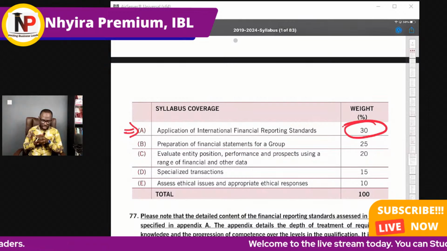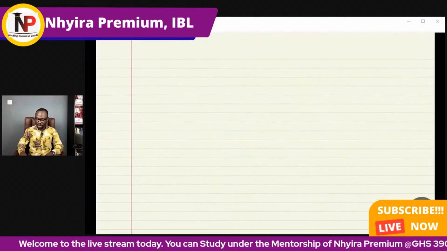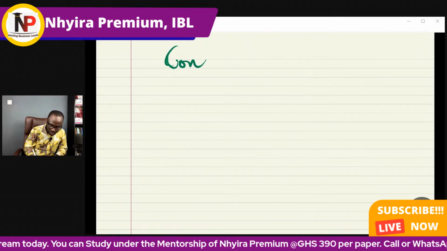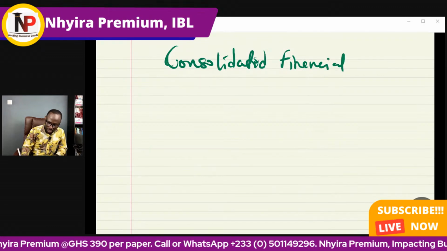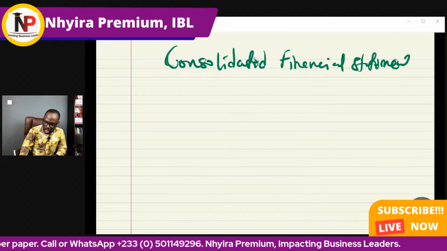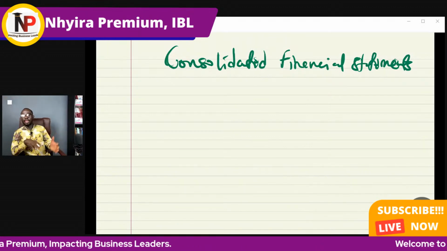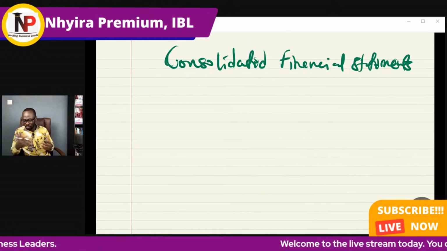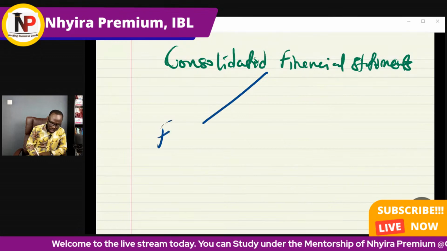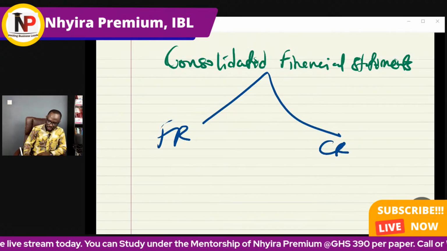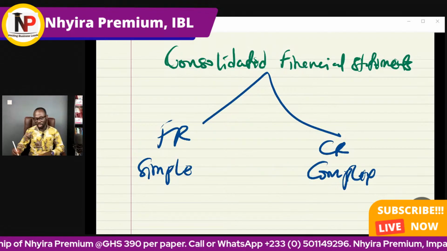Then the second aspect of the syllabus is preparation of consolidated financial statements. Like you know already, this will also be an addition to what you know in level 2 when dealing with financial reporting. Only that here, unlike financial reporting where you were dealing with simple group structure, here you'll be dealing with complex group structure. All right.